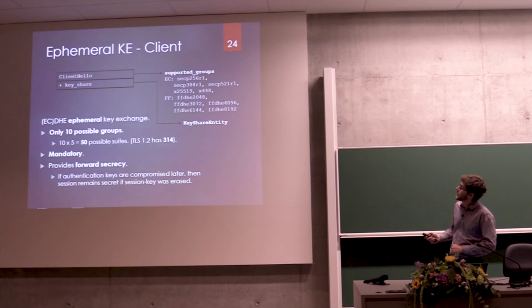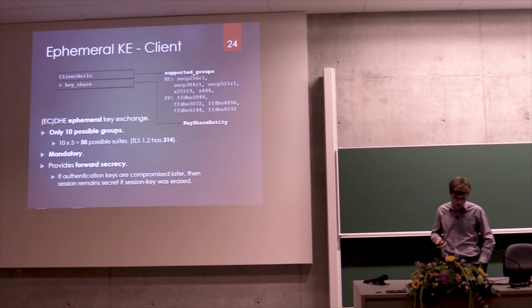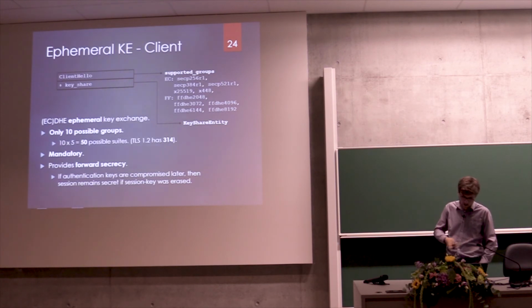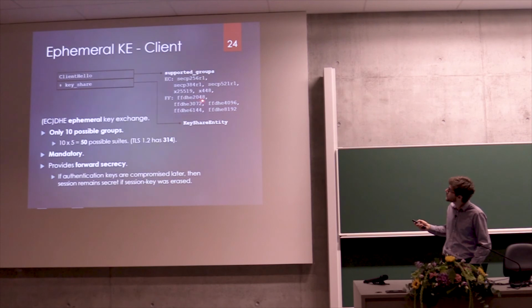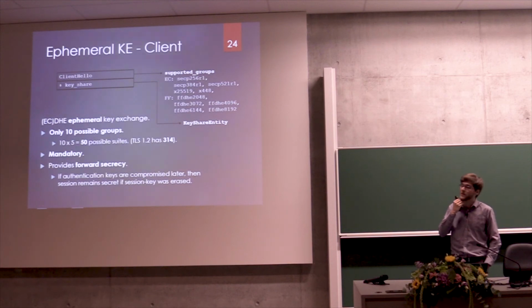So then we come to the ephemeral key exchange part. The client has to, also in the client hello message, choose one of the supported groups for key exchange. And again, we only have 10 possible groups here. So if you combine that with the 5 possible symmetric key suites, we only have 50 possible combinations. And all of these 50 are pretty much good. Here we have 2048 bits of security all the way up to 8192. So if you want your data to be safe for a couple of centuries or for just a couple of years, you've got some range.